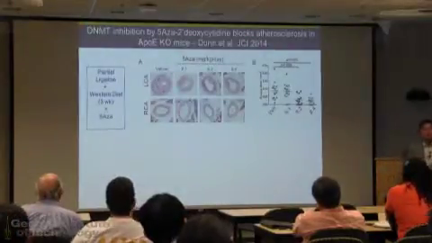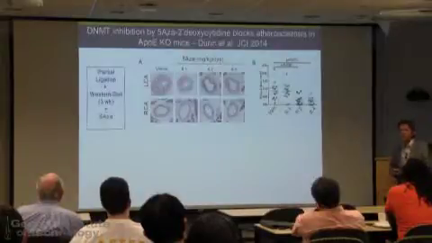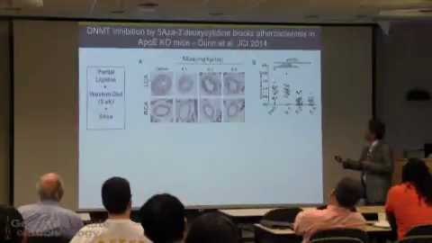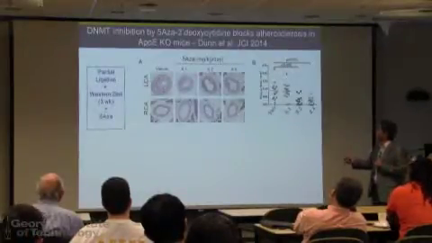Next, we tested whether blocking DNMT1 has any effect on atherosclerosis. Can we prevent atherosclerosis? To test it, we treated animals with the 5-aza drug in a dose-dependent manner, and this is our control.